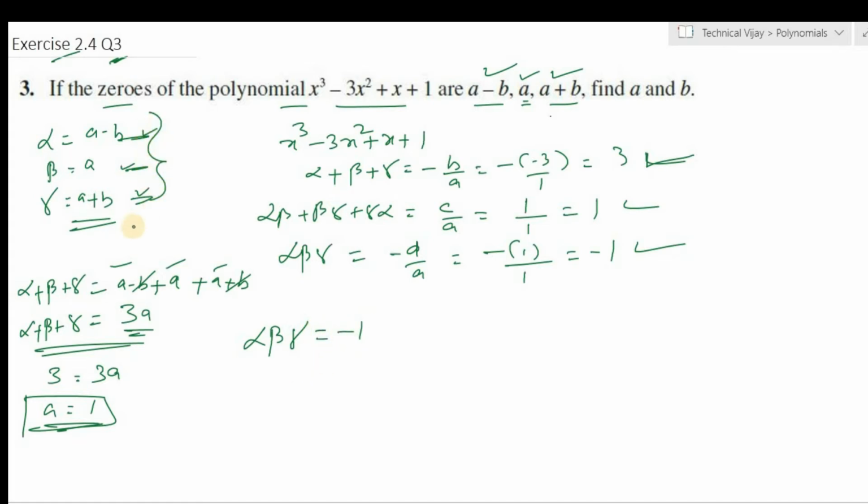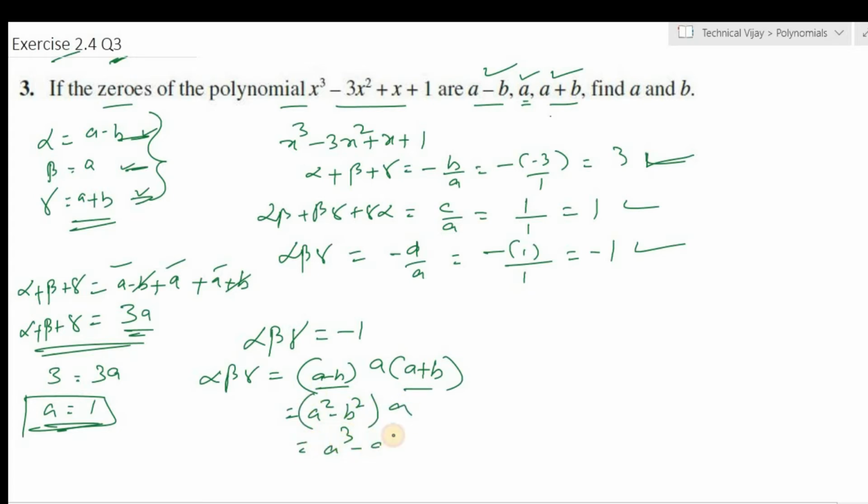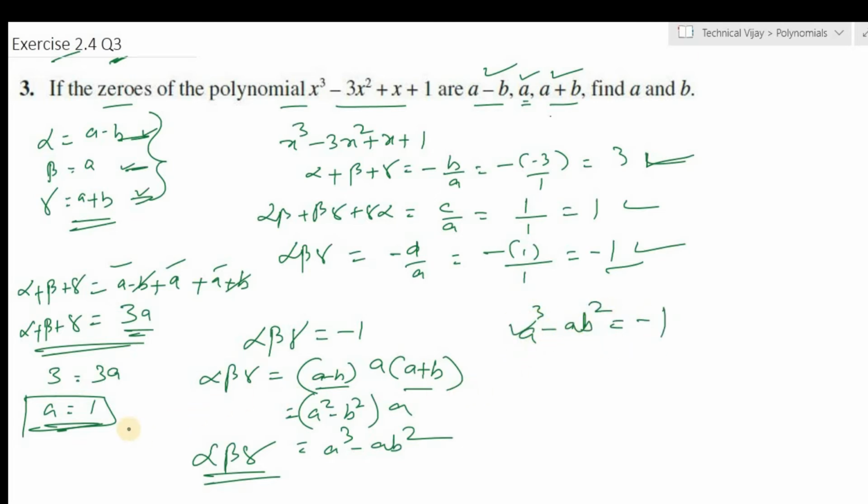Now we will go for alpha beta gamma is equal to minus 1, we got. In the same way we will get this value, that is alpha into beta into gamma is equal to a minus b into a into a plus b. Okay, here a minus b into a plus b means a square minus b square, into a. Okay, this is a cube minus a into b square. This is equal to alpha beta gamma, but alpha beta gamma is equal to minus 1. We will substitute, that is a cube minus a b square is equal to minus 1, and also we know that a is equal to 1. So 1 cube minus 1 into b square is equal to minus 1.